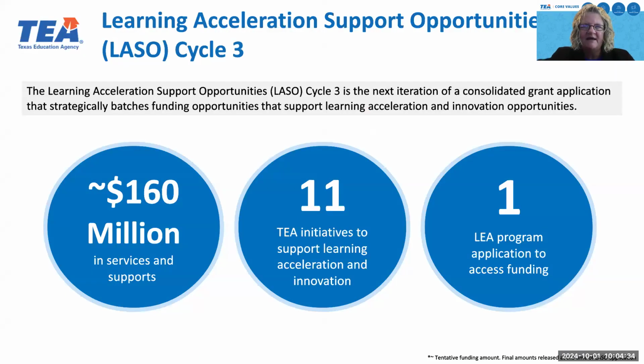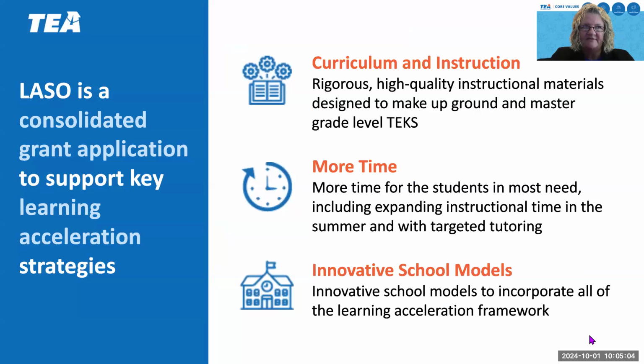We have one consolidated application that includes 11 TEA initiatives to support learning, acceleration, and innovation in an estimated grant package of $160 million that we will be awarding. The Learning Acceleration Support Opportunities, LASO Cycle 3, is a consolidated grant application that supports learning and acceleration in a batch form and uses 3 of 5 instructional strategies. These strategies noted here are curriculum and instruction, more time, and innovative school models. And you will see these 3 strategies throughout this presentation as it organizes our grants in a meaningful way.